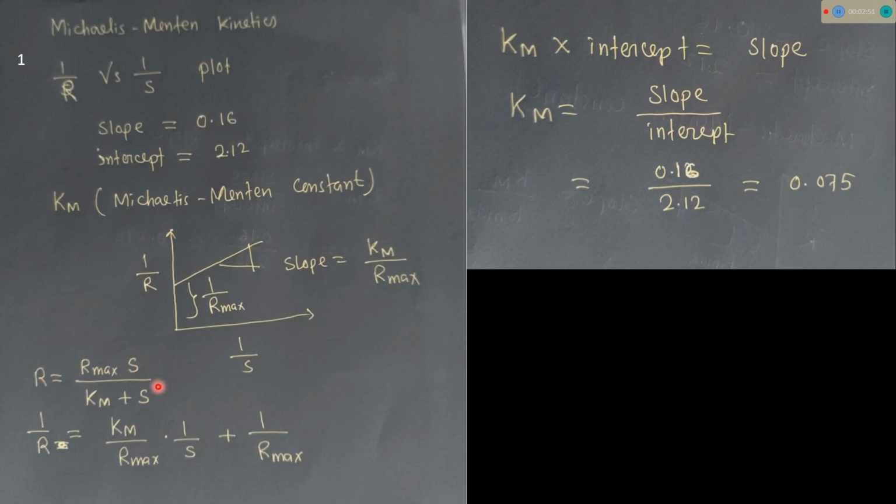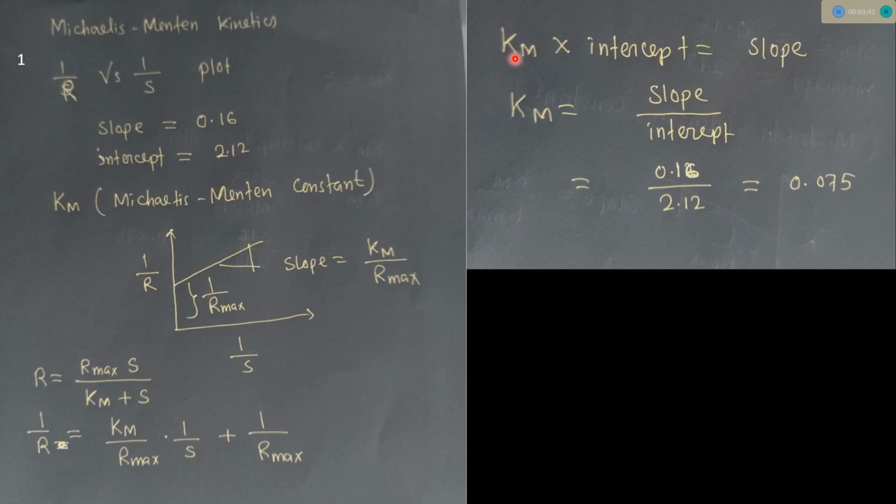This is the normal equation of Michaelis-Menten kinetics. R is rate, R max is maximum rate, S is substrate concentration, Km is the Michaelis-Menten constant. So R equals R max S upon Km plus S. If we rearrange this equation, we get 1 by R in terms of 1 by S. If we plot 1 by R versus 1 by S, we get y equals mx plus c, where the slope is Km by R max and the intercept is 1 by R max. The slope is given as 0.16 and the intercept 2.12.